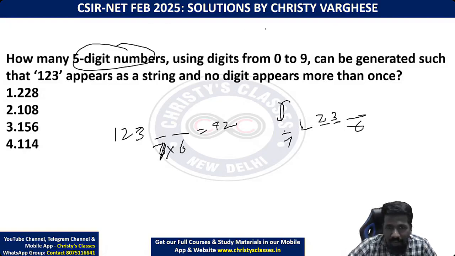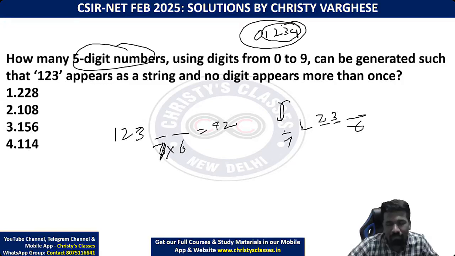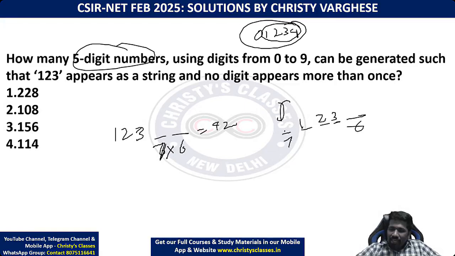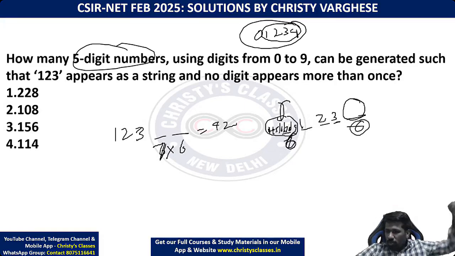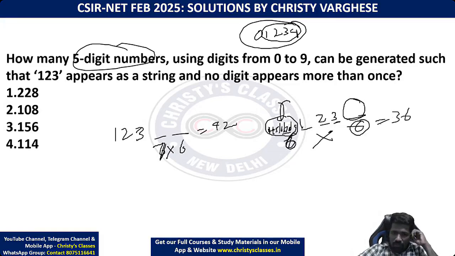For example, if I write 0, 1, 2, 3, 4, is it a 5-digit number? No, it's a 4-digit number. That means 0 is not possible in this position, so it is not 7 possibilities, only 6 possibilities. That is 4 or 5 or 6 or 7 or 8 or 9. These are the 6 possibilities. But here 0 is possible, but the number used here is not possible. So only 6 possibilities here. So 6 into 6, 36 possibilities for this to happen. 42 possibilities there, 36 possibilities here.